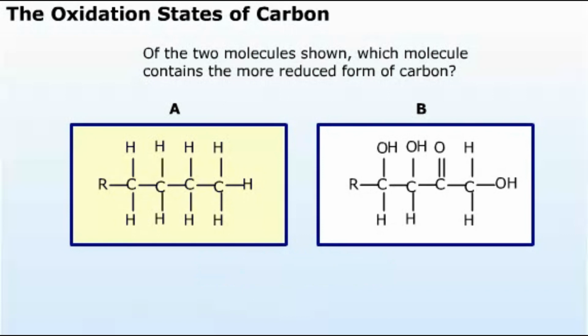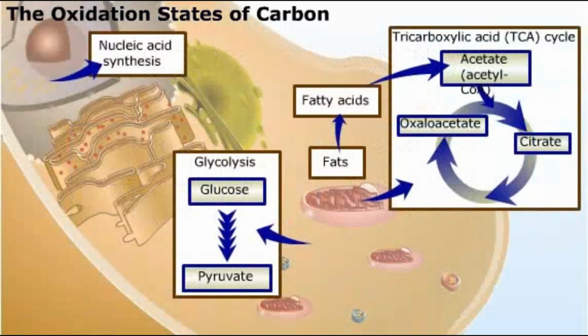The carbon atoms in A are bound to more hydrogen atoms, and therefore are more highly reduced than the carbon atoms in B. The molecule in A resembles a fat, whereas the molecule in B resembles a sugar. Because the carbon in fat is more reduced than the carbon in sugar, fat contains more energy and hence more calories than sugar. We store excess calories as fat because fat is rich in energy.